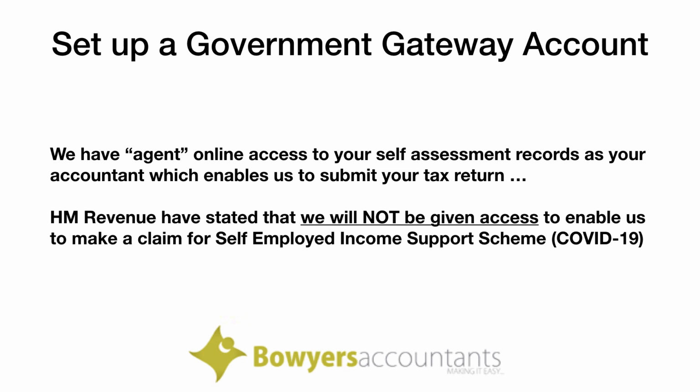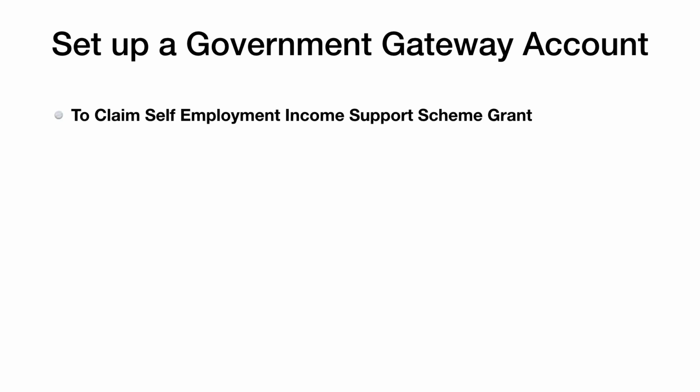So this is something you will have to set up for yourself with your own details and use for this purpose. Now, you may be wondering why we're asking you to do this at this point. Well, the most important reason is to enable you to claim the Self-Employment Income Support Scheme grant coming online in May 2020 and into June 2020. That will be the only way in which you can apply to have the funds transferred to your own bank account.